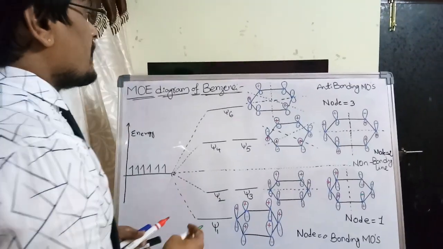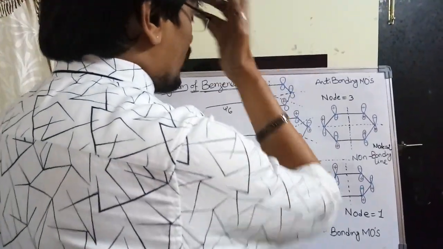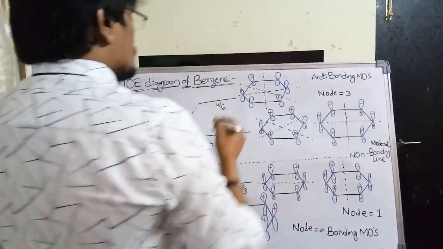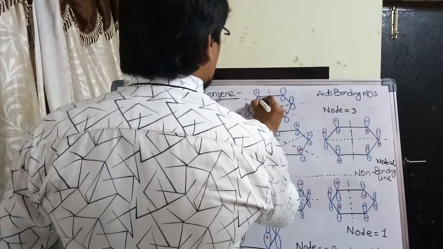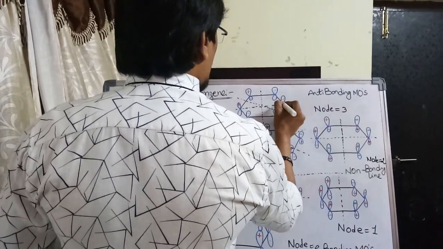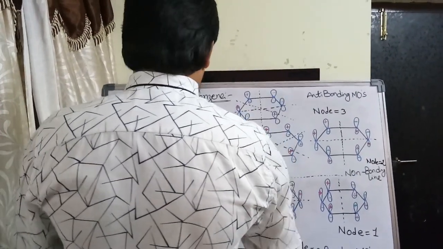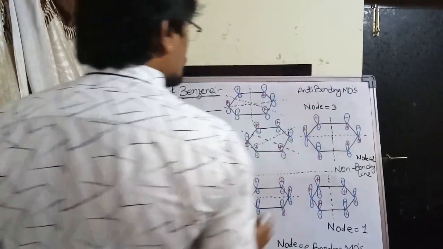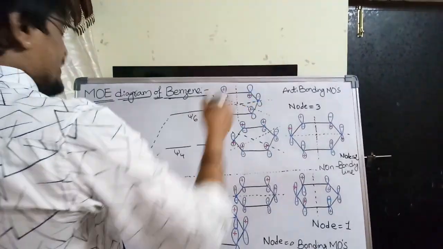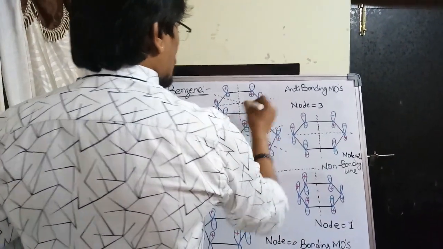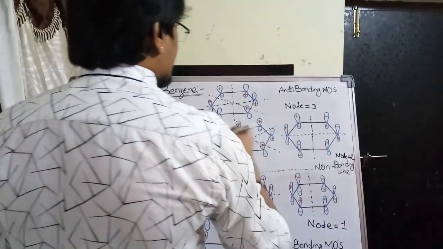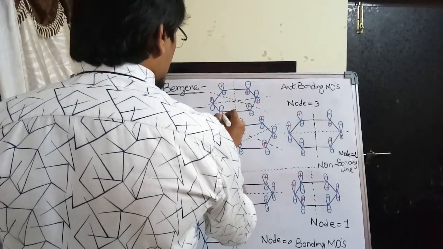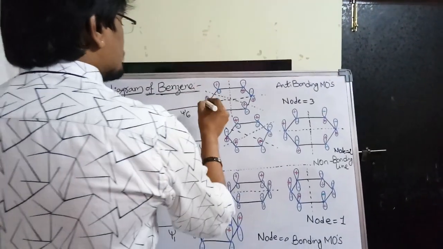Right. Now let us try to fill the sign or project the sign of the lower lobes. So the upper lobe is positive, the lower lobe is negative. The upper lobe is negative, the lower lobe is positive. Upper lobe is negative, the lower lobe is positive. Upper lobe is positive, the lower lobe is negative. Upper lobe is negative, the lower lobe is positive. Upper lobe is positive, the lower lobe is negative.